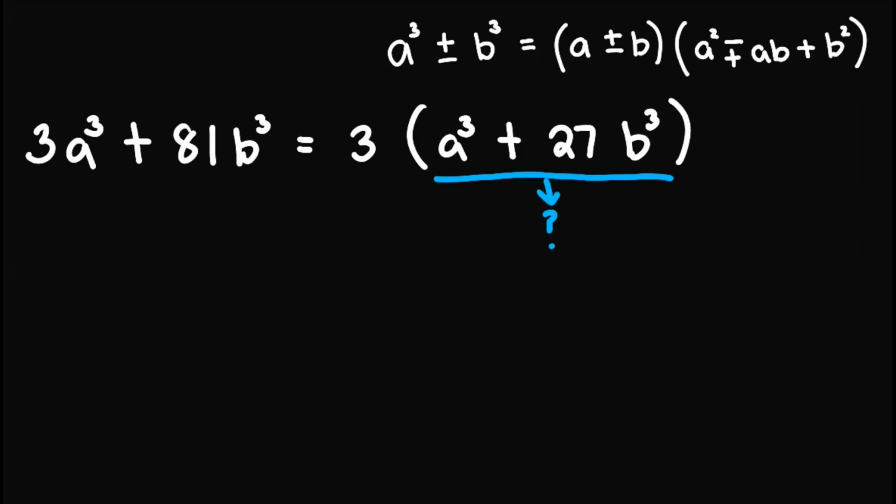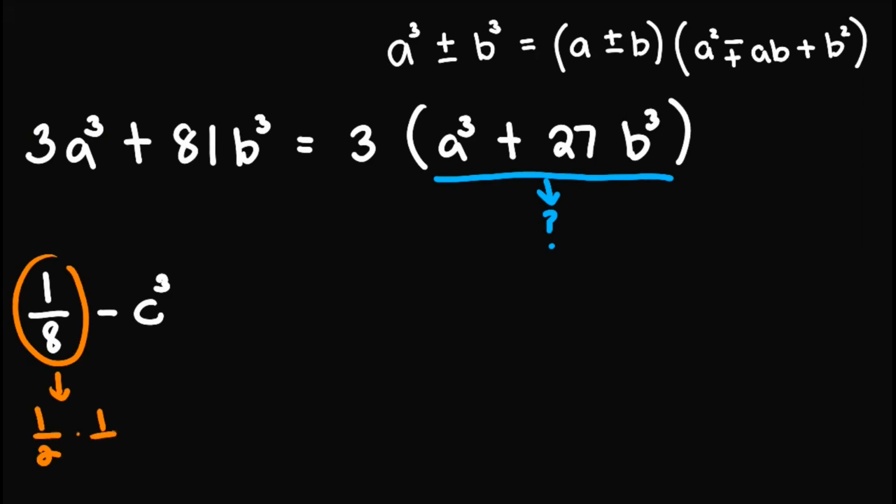Let's have our final example. If we have 1/8 minus c cubed, from here, note that it might not seem like it, but this one out here is actually a perfect cube, since 1/8 can be written as 1/2 times 1/2 times 1/2, or 1/2 cubed, or 1/2 raised to 3.